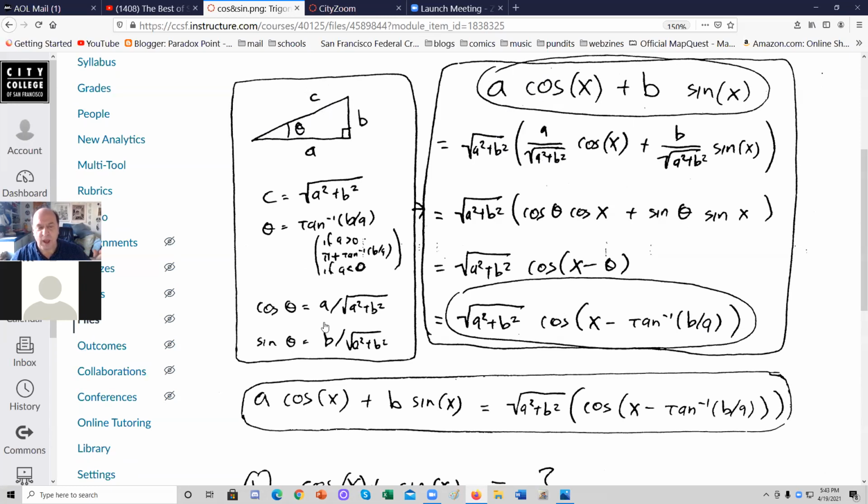So cos theta is a over root a squared plus b squared, that's this. And sine theta is b over root a squared plus b squared, that's this. So we have root a squared plus b squared times cos theta cos x plus sine theta sine x. And cosine plus sine is cosine of a difference, x minus theta, times root a squared plus b squared. So root a squared plus b squared, cosine of x minus arctan b over a. That's the identity.